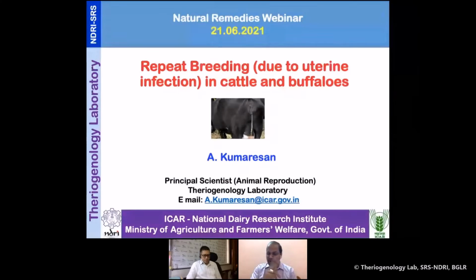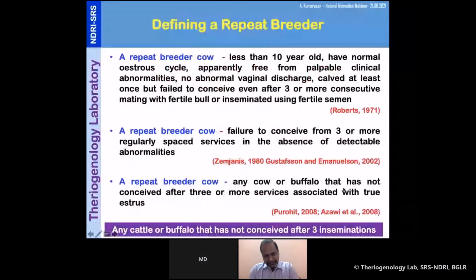And one more thing: whenever we talk about repeat breeding, we always believe, and we have been told over a period of time, that it should be uterine infection free. But why I am taking repeat breeding due to uterine infection now, you will come to know in the next slide. So, defining a repeat breeder.